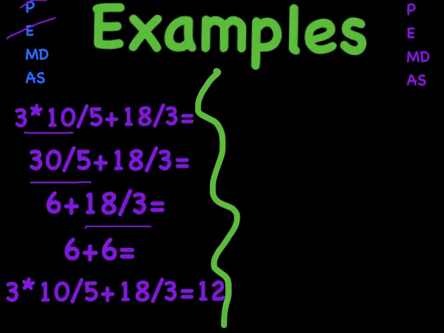As you can see, I have evaluated all parts of this expression using the order of operations: parentheses, exponents, multiplication and division, and finally addition and subtraction. Let's look at another example.